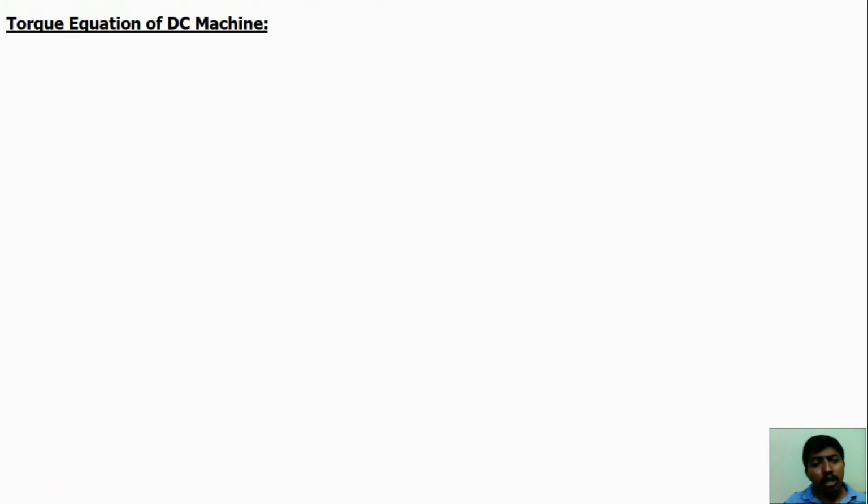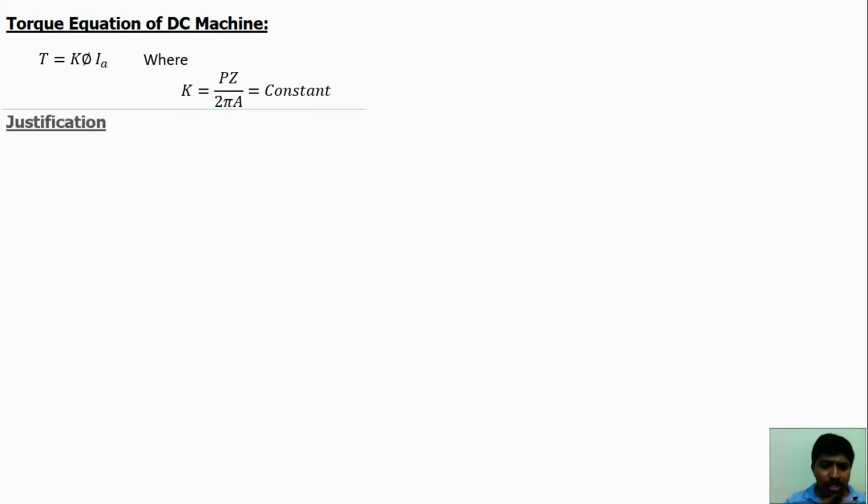Then the torque equation of a DC machine. The torque equation is T is equal to K into phi into Ia. K means constant, where K is equal to PZ by 2 pi A, a constant value. Just remember this formula. If you need the justification, just go through this video. If you don't want it, just skip this video.